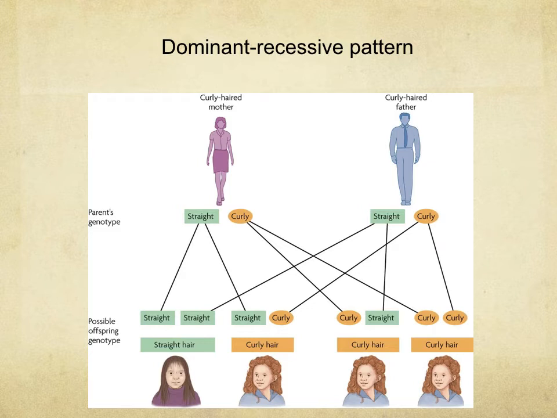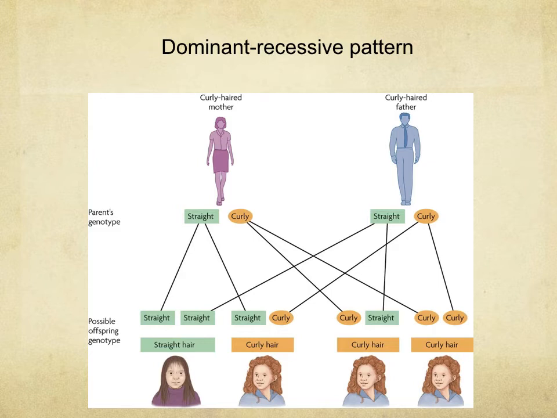The rule is the dominant gene always expresses its characteristic, even if you just have one gene. That means the likelihood of them having curly-haired children is 75%, because if you have one gene or two genes of curly hair, that's the one that gets expressed. Both recessive genes, the straight hair gene in this case, must be present to be able to express their characteristic.